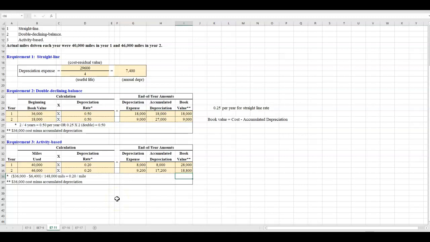So those are the three basic rates. We will focus on straight line, but you should know how to do these others as well because there are problems that have those in it.